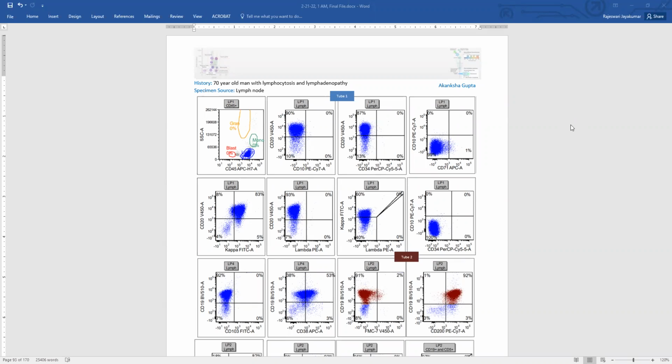Everyone, we are now going to go over the flow cytometry plots from a lymph node from a 70-year-old man who presents with lymphocytosis and diffuse lymphadenopathy. So let's start with CD45 versus side scatter.